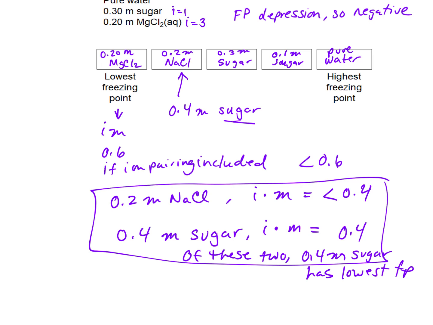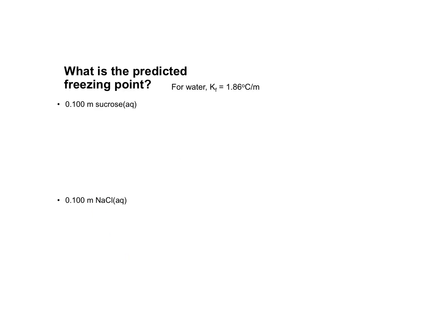I just kind of want to show you that both concentration and the van 't Hoff factor are important when you're thinking about relative freezing points for a series of solutions like this. Okay. I'm not going to do this on this slide.